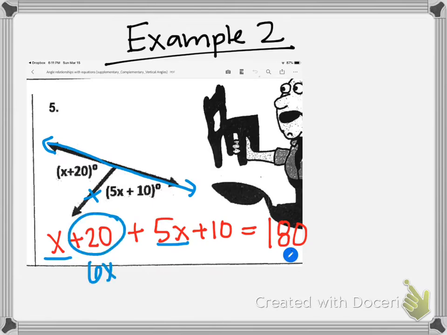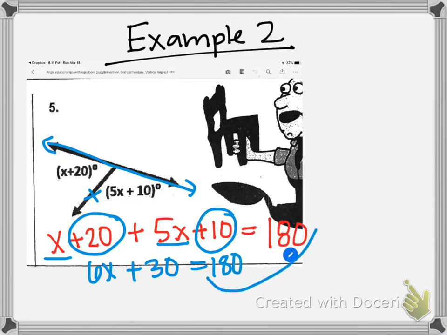And then we have a positive 20 plus a positive 10 is going to give us positive 30 is equal to 180 degrees. So here I'm just going to move this work up here. So we have our 6x plus 30 is equal to 180.